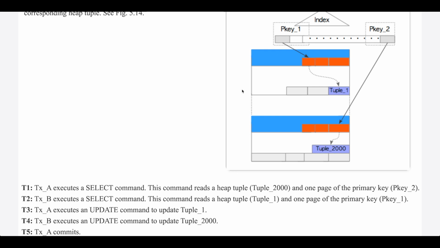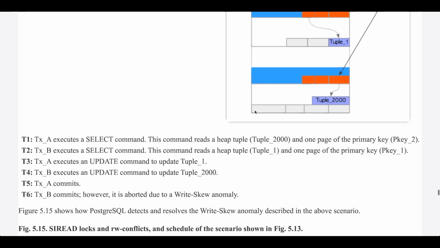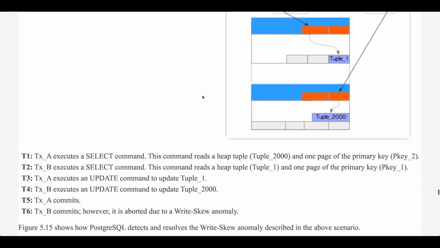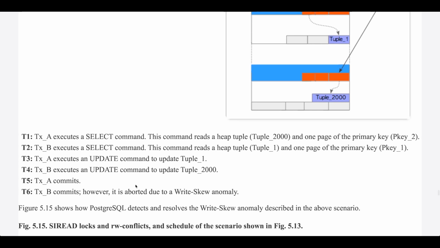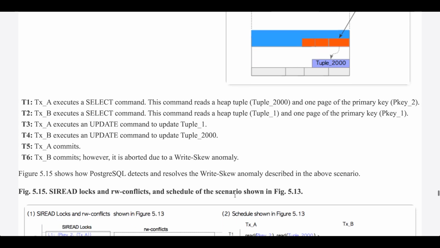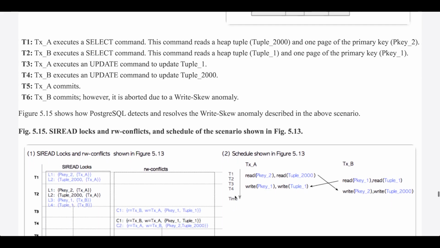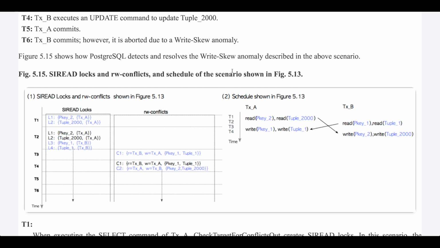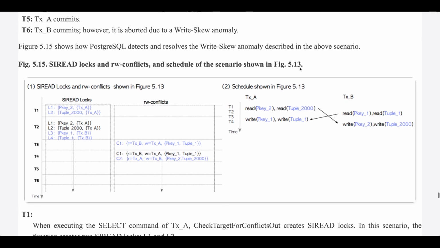Time 3. Transaction A executes an update command to update tuple 1. Time 4. Transaction B executes an update command to update tuple 2000. Time 5. Transaction A commits, then transaction B commits. However, it is aborted due to a write skew anomaly. Figure 5.15 shows how PostgreSQL detects and resolves the write skew anomaly described in the above scenario.